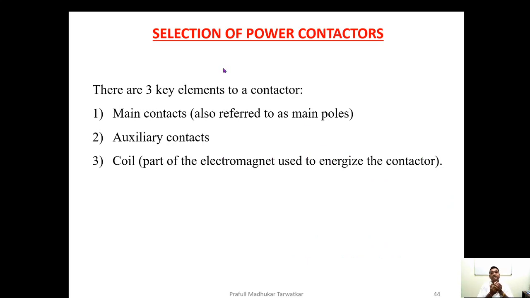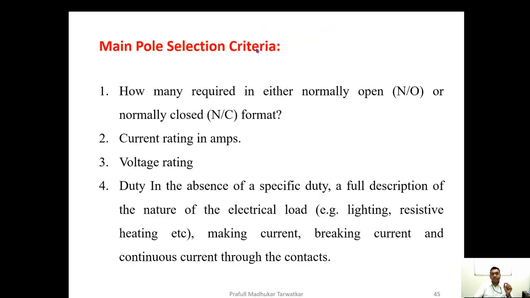Now how to select these power contactors? What are the various criteria on the basis of which these contactors are selected? So basically the key elements in selecting a contactor are main contacts, auxiliary contact, and coil. So on the basis of having the information related to these three key elements, any contactor for a suitable application can be selected. Now we will see how to select main pole or main contact.